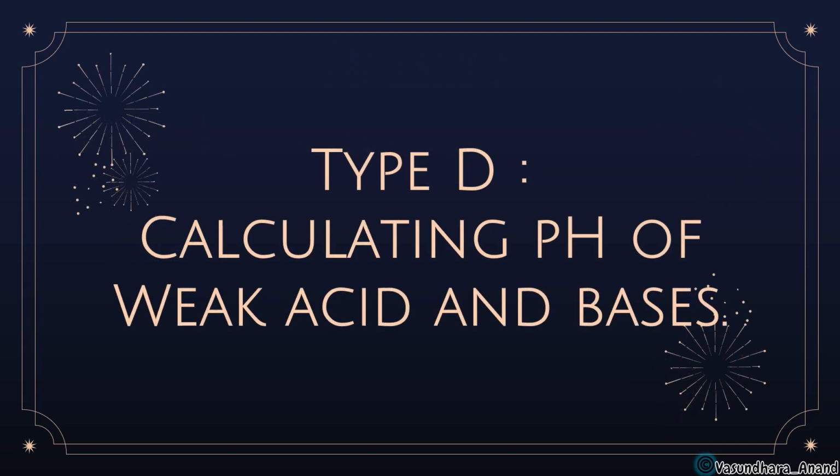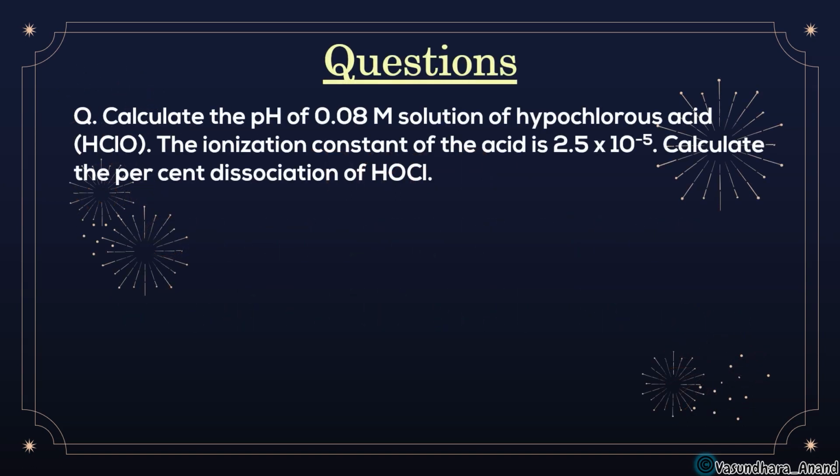Now type D, calculating pH of weak acids and bases. Both are strong acid, strong base, where the concentration of acid will be equal to the concentration of H plus ion. In this case, the concentration of acid will not be equal to the H plus ion concentration. So we have to find it. Let's see, here's the first question.